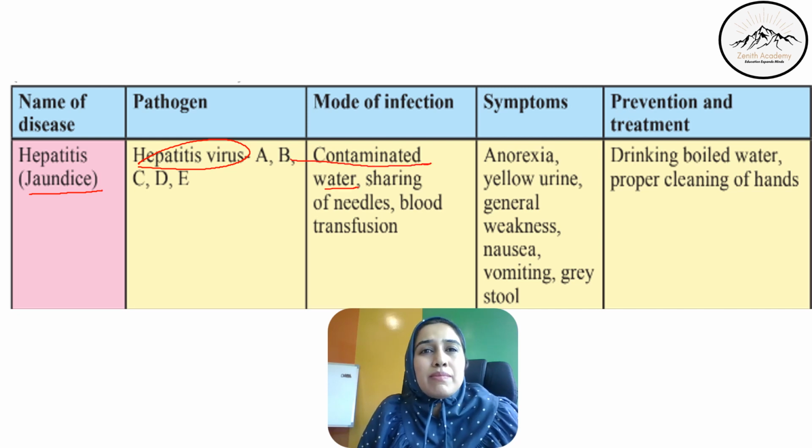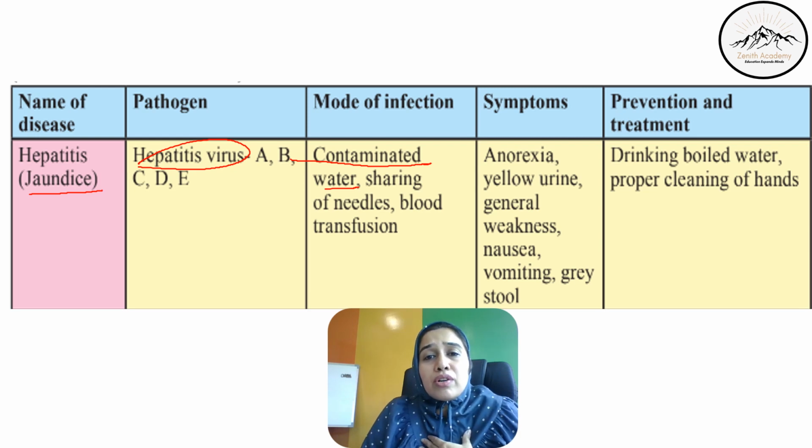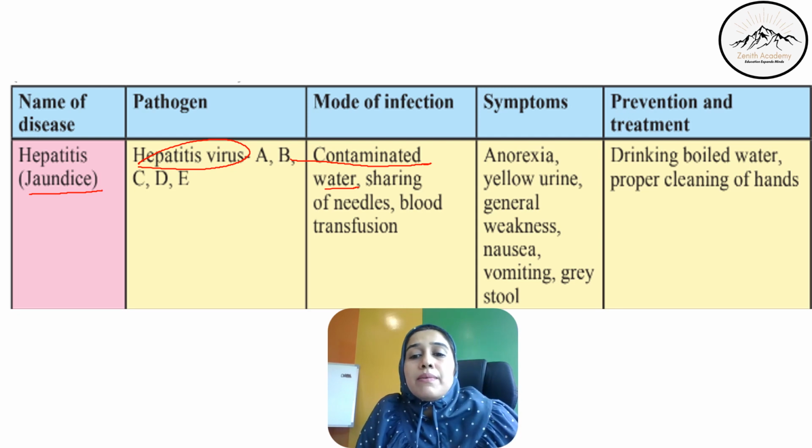sharing of needles. Like if I have been injected and the same needle is used by another person, there might be chances that the pathogen of jaundice might enter from me to that other person. And blood transfusion. Symptoms are anorexia, yellow urine.